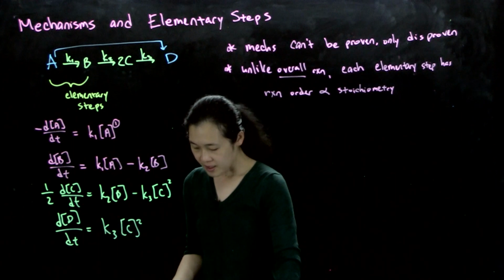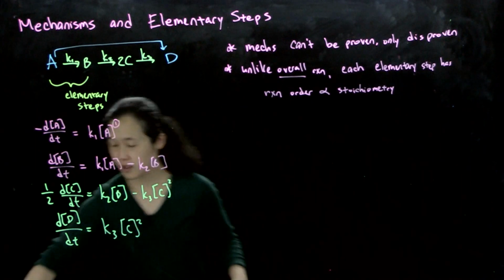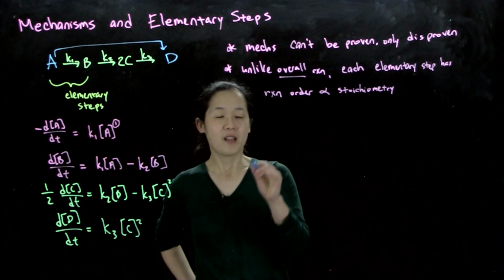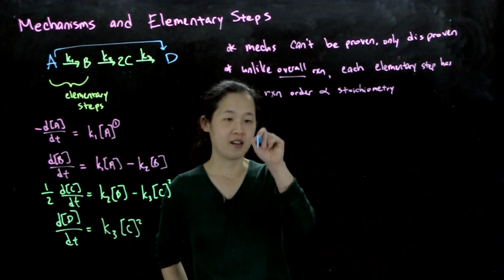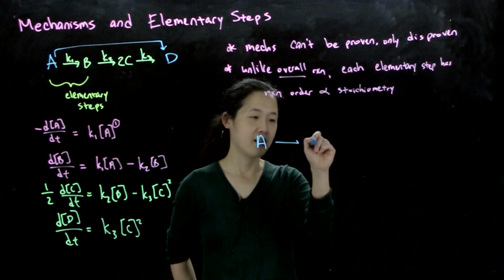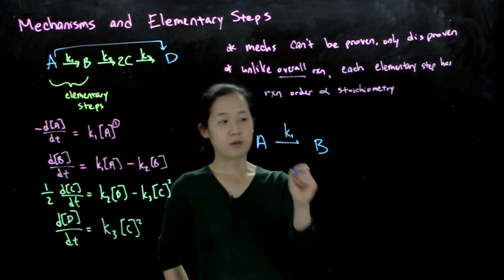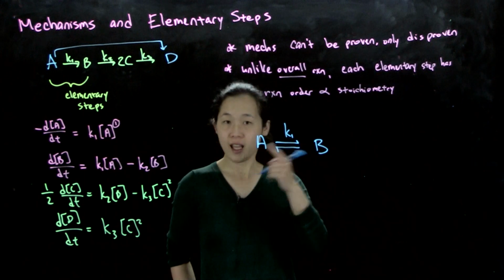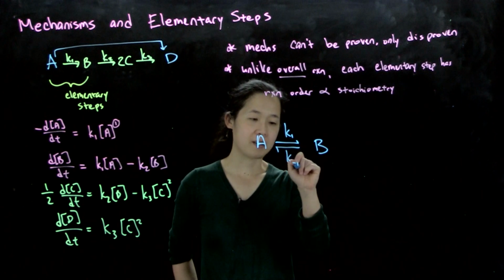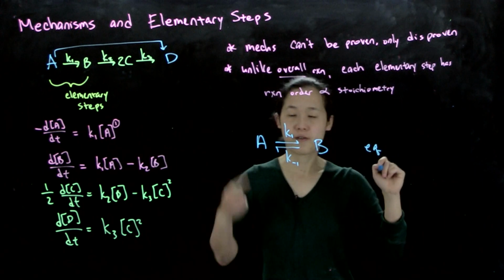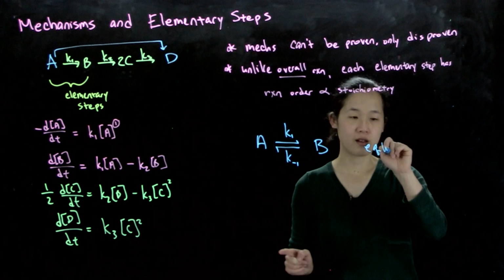Okay, let's see. One last example. Here, one utility, which I think is kind of cool. So if we have a reaction of A going to B, and this goes at some rate K1, if it's reversible, B can then go to A at a rate of K minus 1. So this is an equilibrium. Equilibrium reaction, there's a forward step and a backward step.